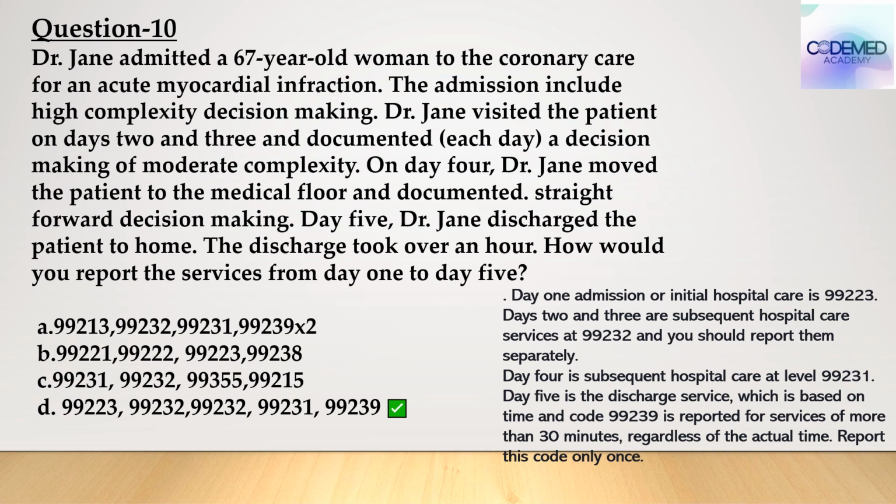Yes, so the correct option is option D, and here is the explanation. We are counting for 5 days: 1, 2, 3, 4, and 5, and for every day the medical decision making changes, because initially it was of high complexity, then on day 2 and day 3 it becomes moderate complexity, and this is for the subsequent care, and then again this is for day 4, but here the medical decision making becomes straightforward, and this is day 5 where the discharge happens, and the discharge took over an hour, so we will require code 99239.